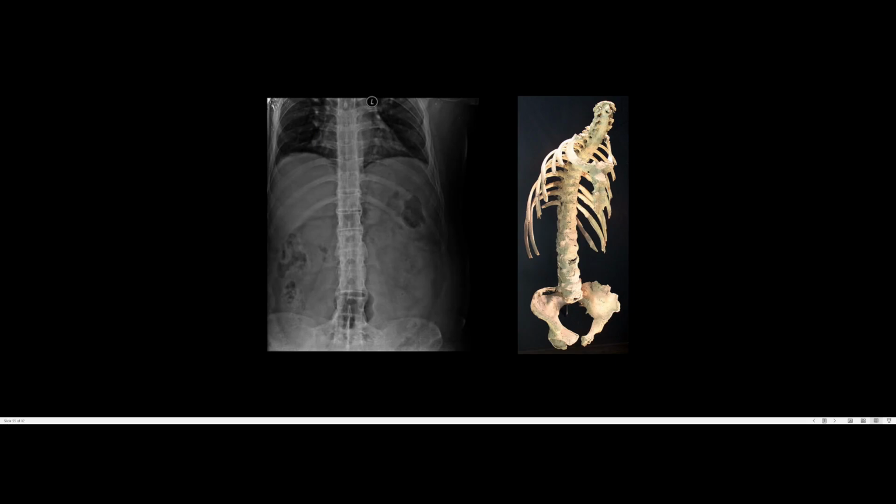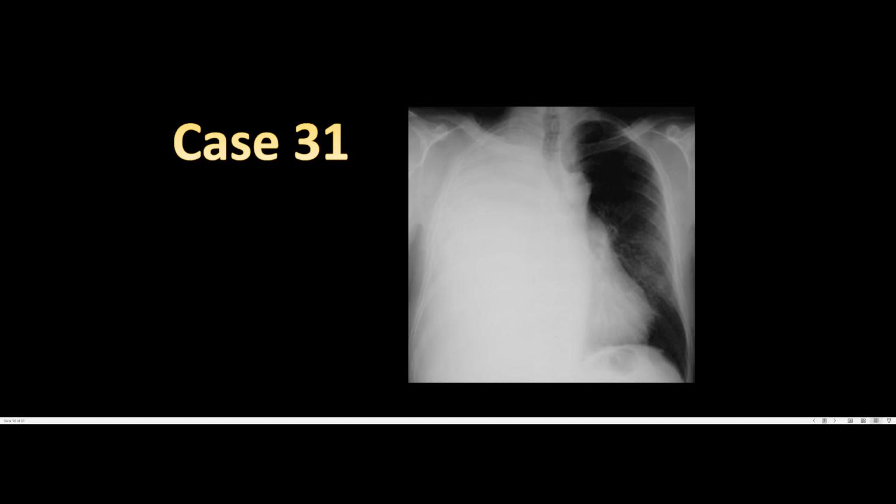Oftentimes, people with ankylosing spondylitis are complaining of sacroiliitis. So sacroiliac joint, there's inflammation in the area and it's bilateral. All right. Now, if we look at case number 31, this is a spot diagnosis.